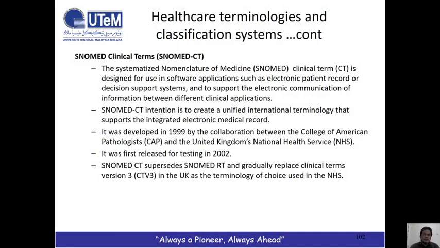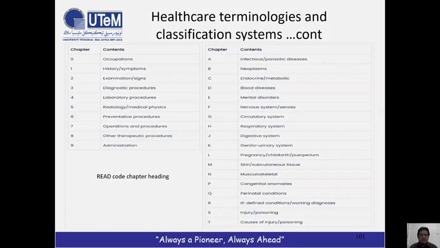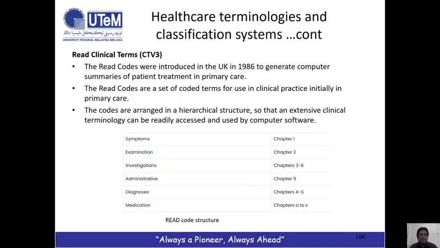Okay, so another terminology is SNOMED clinical term, or we call it SNOMED CT. SNOMED CT is the abbreviation of Systematized Nomenclature of Medicine. It is designed for use in software applications such as electronic patient records or decision support systems, and to support the electronic communication of information between different clinical applications. So SNOMED CT functions the same as CTV3, Clinical Terms Version 3.